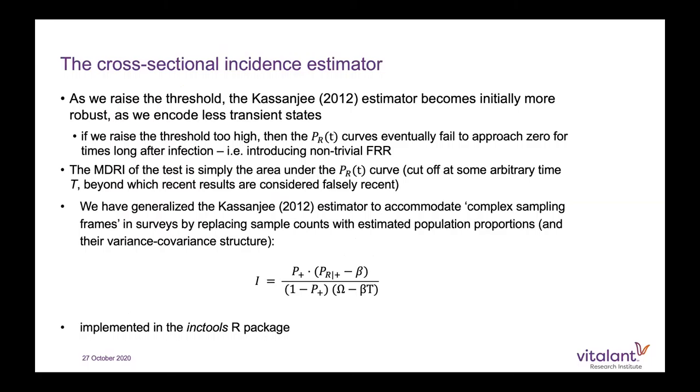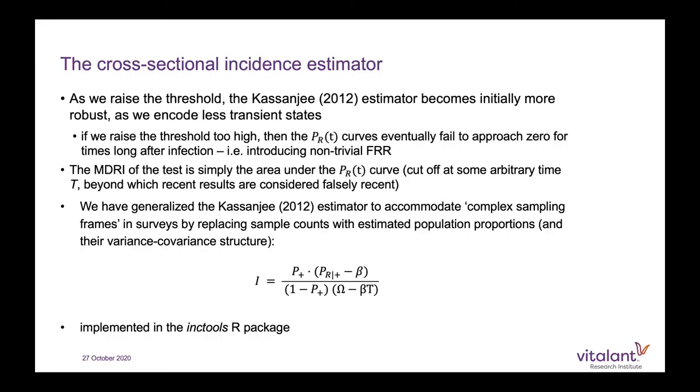Now note that as we raise the threshold, the standard cross-sectional incidence estimate described by Kassanjee in 2012 becomes initially more robust because the states we are describing then become less transient. But if we raise the threshold too high, these PR of T curves eventually fail to reach zero for times long after infection, introducing high false recent rates, which has a very big impact on the statistical precision of incidence estimates.